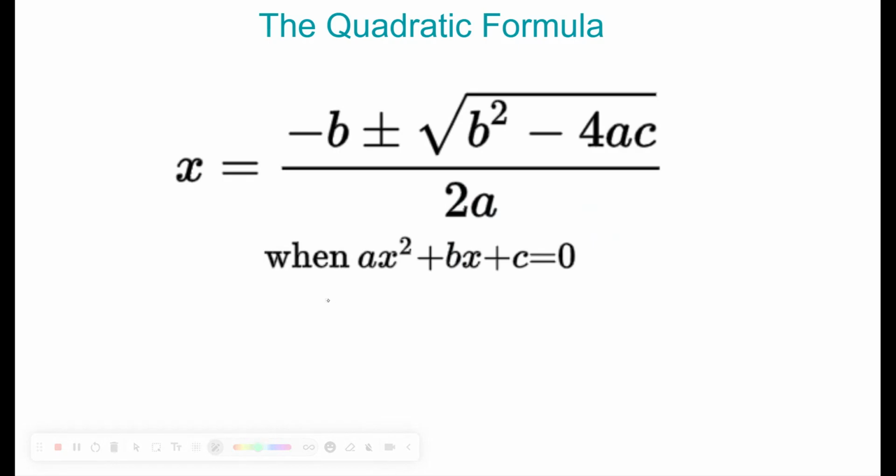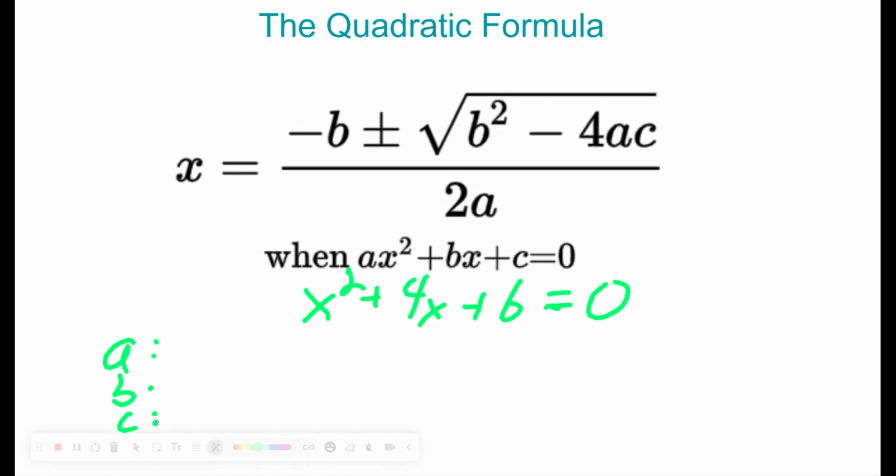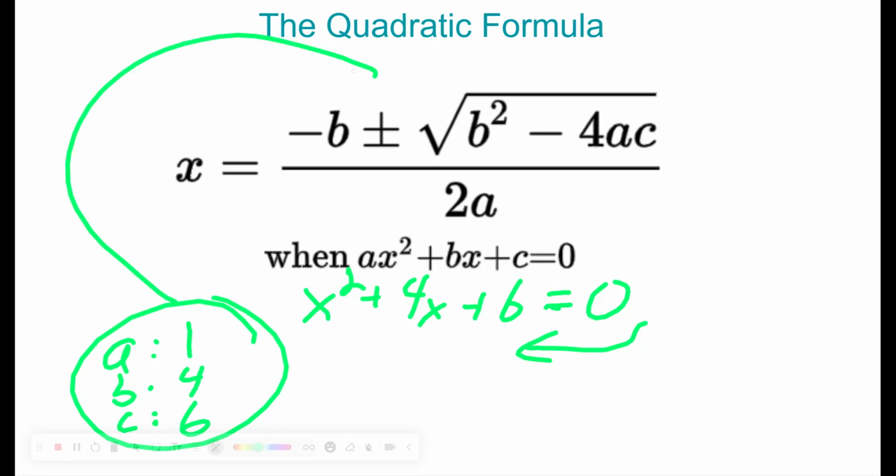Remember that we're looking at something when we got x squared plus 4x plus 6 equals 0. Okay. So here we're going to identify a value, b value, c value. If we need to, like if it doesn't equal 0, we have to move stuff over. Here, I just gave an example that equals 0. We'll get into this in a moment. A is 1, B is 4, and C is 6. And then we'll use that information to plug into our quadratic formula.